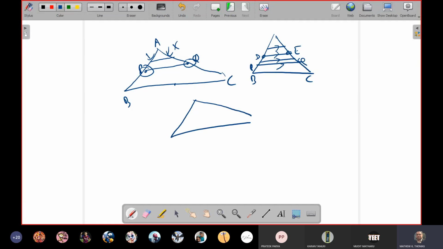So which is your first side? This is your first side. This is your second side. So line joining the midpoint of any two, I have selected these two, will be parallel and half of the third side. This is your third side. So the line joining the midpoints of the first side and second side will be parallel and half of the third side, isn't it? Okay, sir. So this line will be half of this.